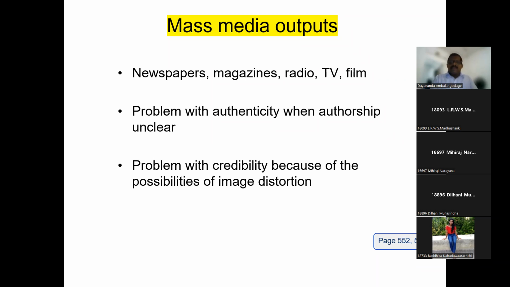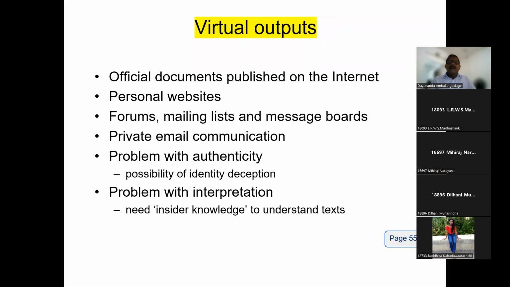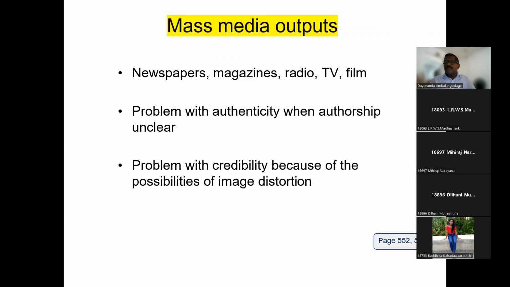Problem with credibility because of the possibility of image distortions. Okay. If you don't use credible documents, the quality of your research, the image of your publications, the image of your findings is challenging. If you are going to publish in a reputed journal, you have to ensure all these factors which we discussed under the quality of documents.